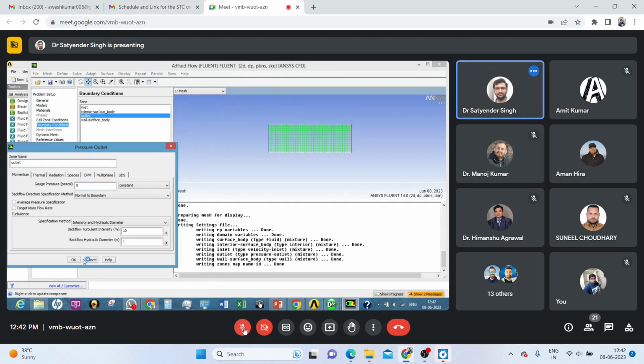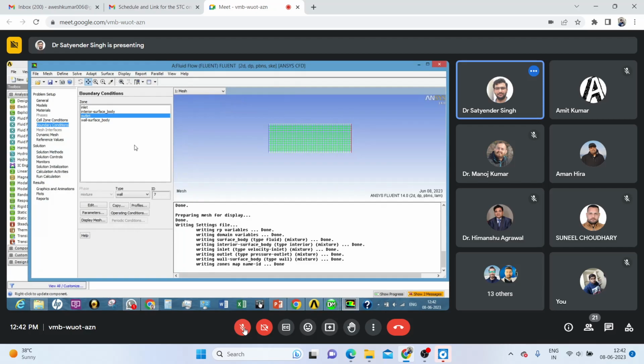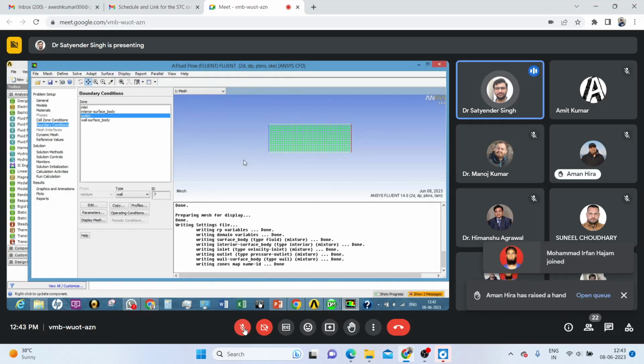Okay, so to solve this problem, we need to assign the boundary conditions at all four boundaries. At the inlet, we have assigned the u velocity as 1 meter per second, so the v velocity will be 0. For pressure, del p by del n, where n is the normal to the boundary, will be 0. So del p by del x will be equal to 0. And then here, del p by del y equal to 0, and u and v will be 0.